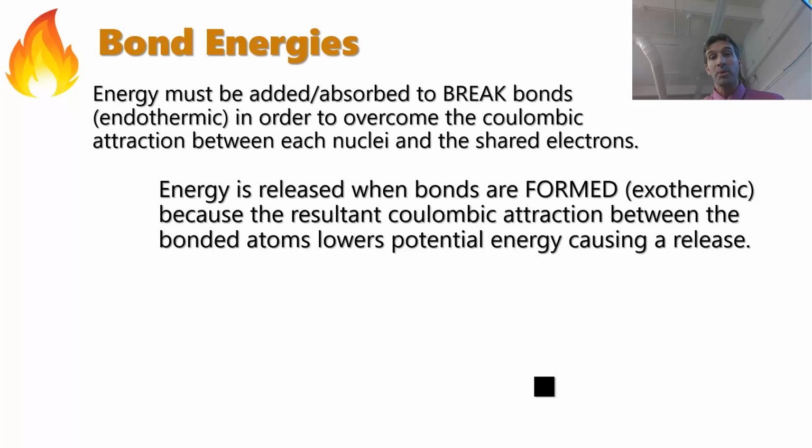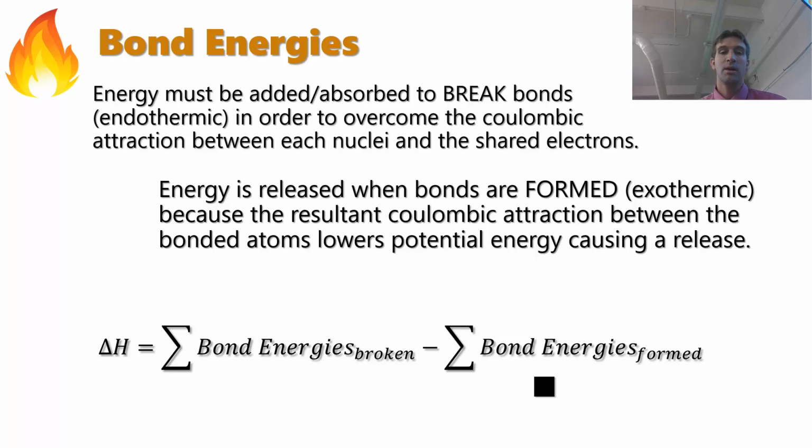If we're forming bonds, recall that forming bonds makes these things more stable. And by making them more stable, what ends up happening is a reduction in their potential energy. Energy has to be given off in that process. So the basic breakdown here is the sum of all broken bond energies minus the sum of all formed bond energies gets me to my change in energy overall.